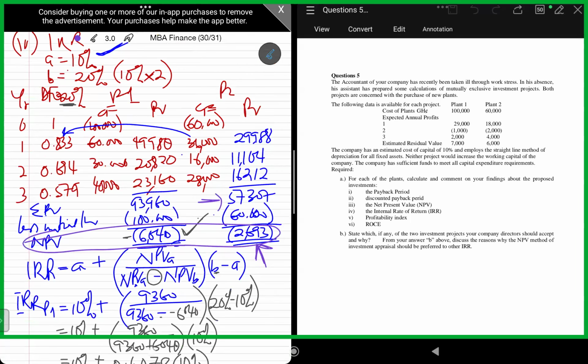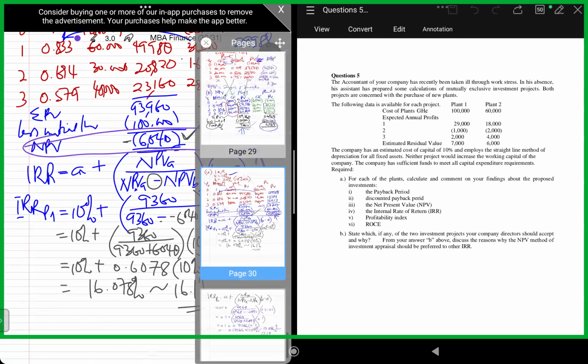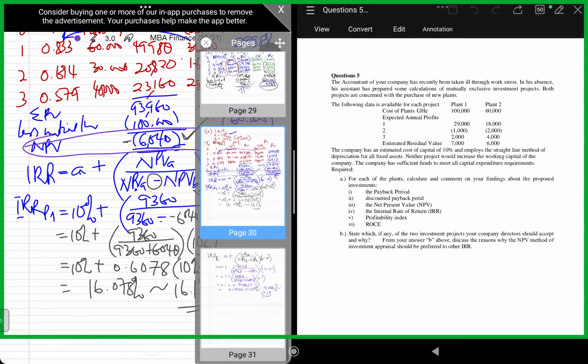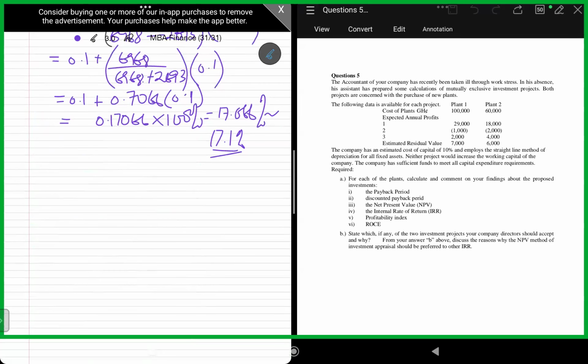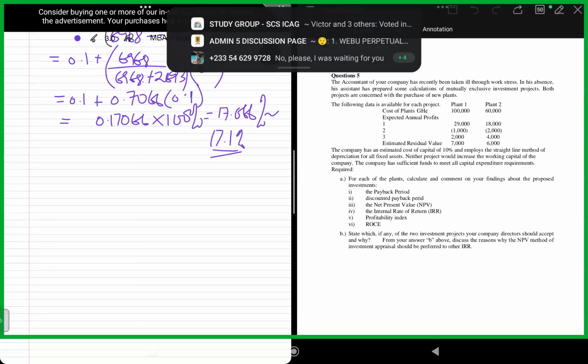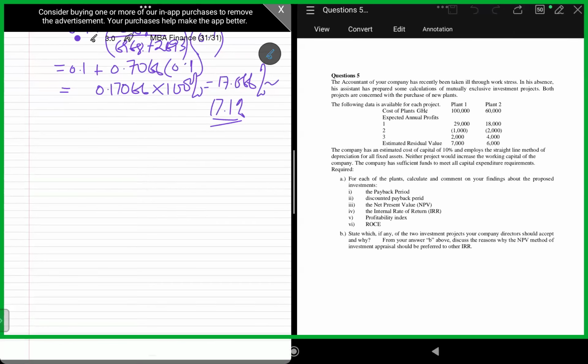Then we got to the IRR. The first one was 16.1%, the second one was 17.1%. Okay, the last two, let's finish quickly. We have the profitability index, PI. It is the total PV over the initial investment.